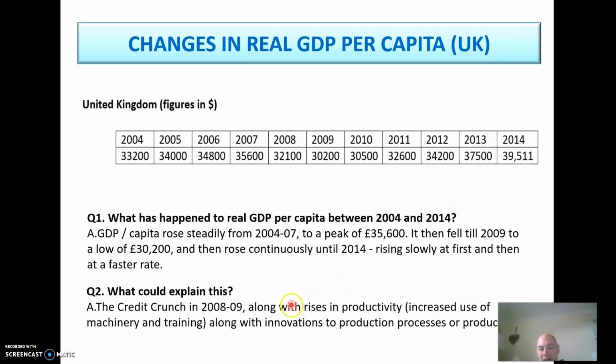Really, this is partly explained by the credit crunch, along with the rises in productivity, so increased use of machinery and training, along with any innovations to production processes or products.